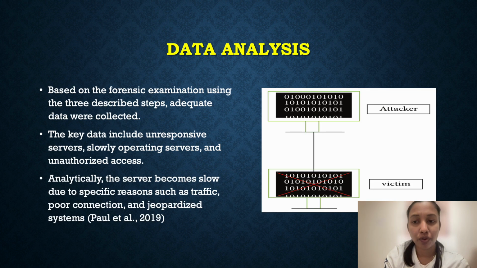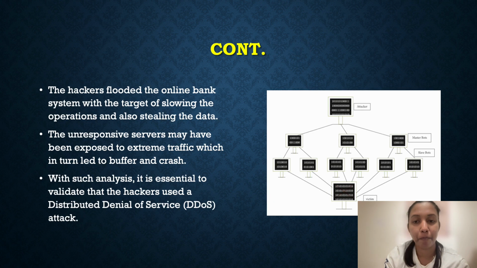Data analysis. Based on the forensic examination using the three described steps, adequate data were collected. The key data include unresponsive servers, slowly operating servers, and unauthorized access. Analytically, the server becomes slow due to specific reasons such as traffic, poor connection, and jeopardized systems. Therefore, one of the key reasons behind the slowness and unresponsiveness is network flooding. The hackers flooded the online bank system with the target of slowing the operations and also stealing the data, as indicated in Appendix 1 and 2.